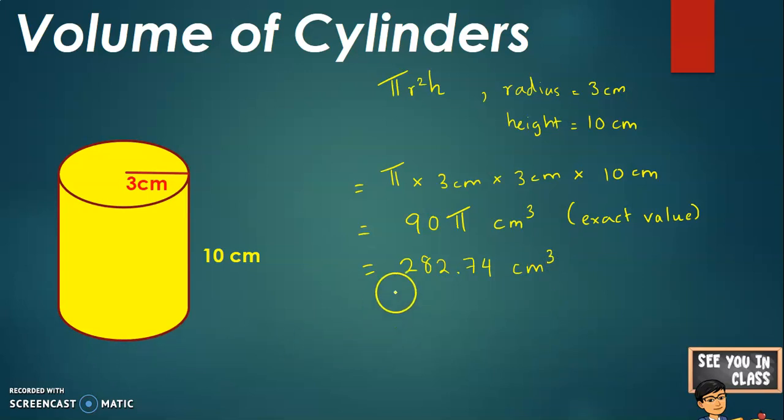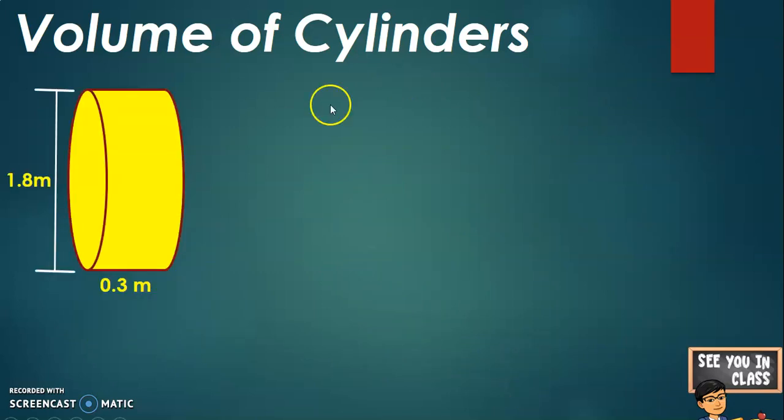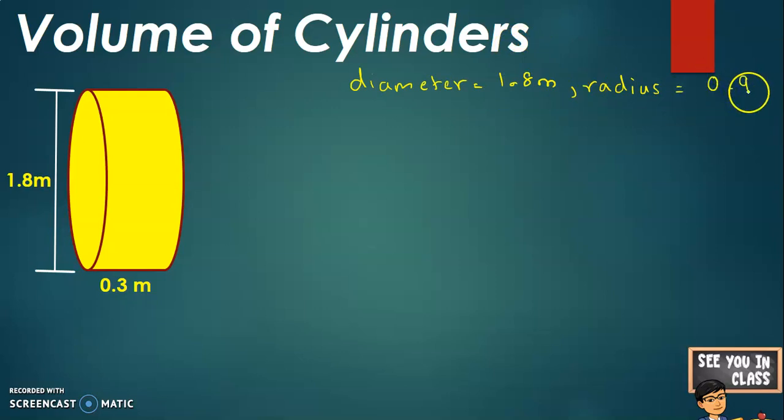Let's do one more example. So in this example you are given a diameter instead of the radius. The diameter in this question is 1.8 meters. So what you have to do is find the radius. Radius is half of diameter, so half of this would be 0.9 meters, and this is the value that we are going to be using in our formula. And the height of this cylinder is over here, 0.3 meters.